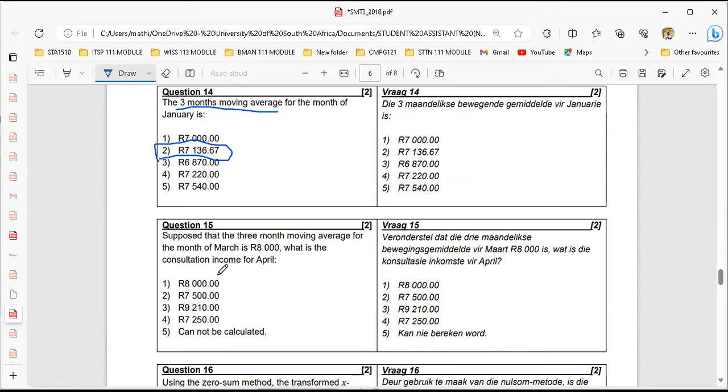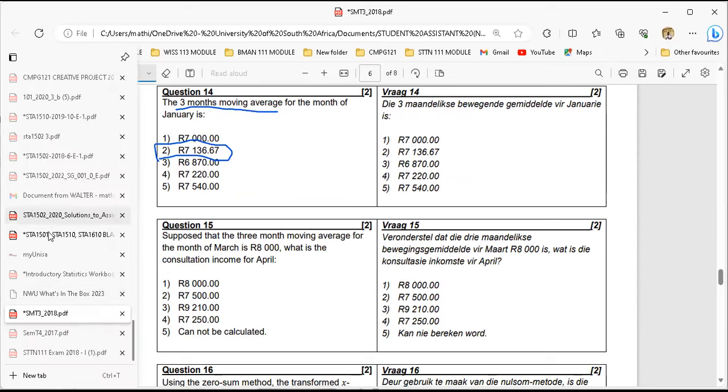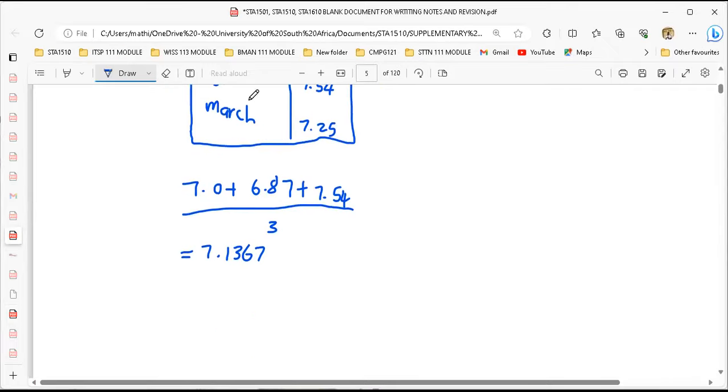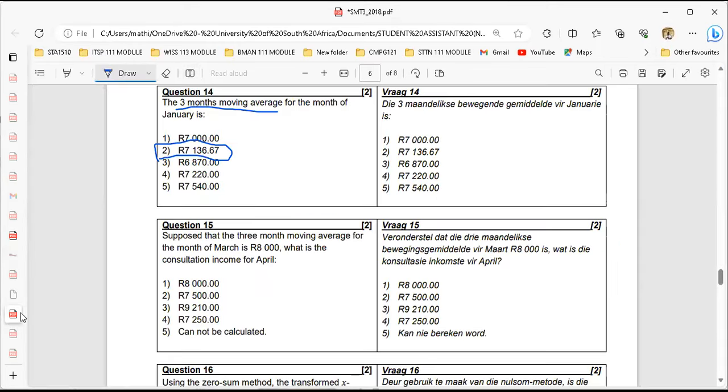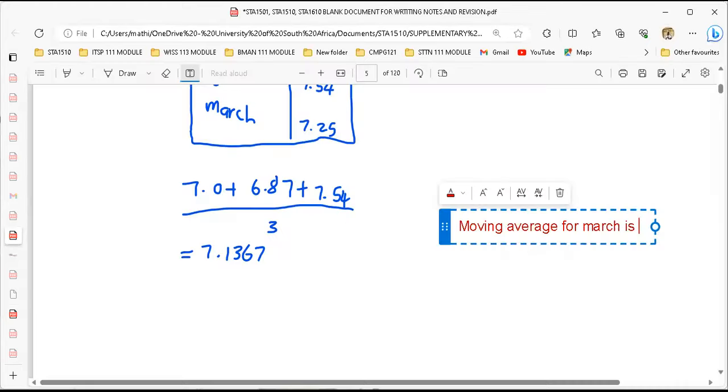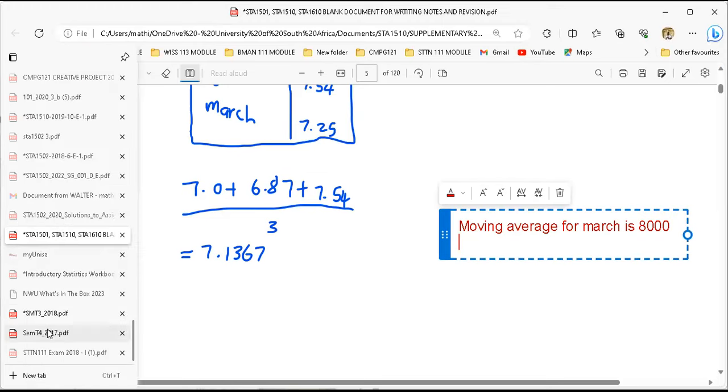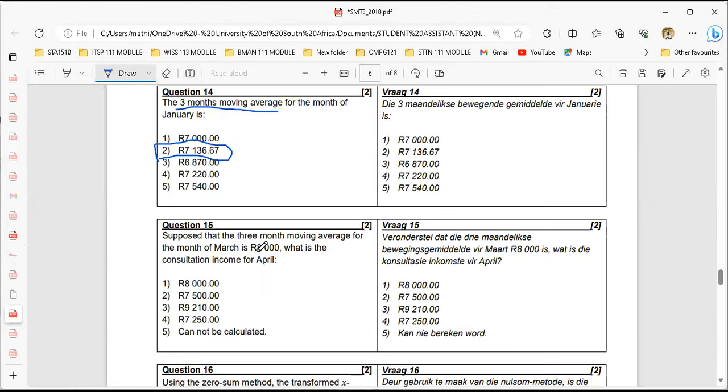All right, I hope you all understand. Now, they say suppose that the 3-month moving average for the month of March is 8,000. Let's go and check the question again. They say it's 8,000.